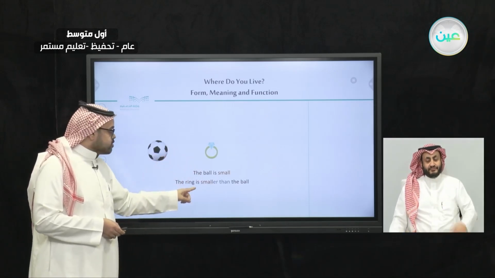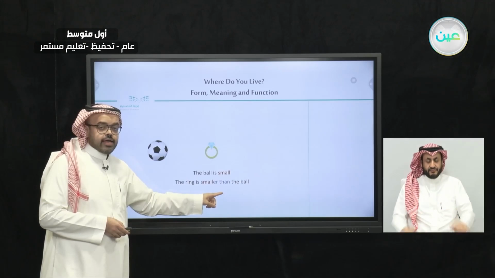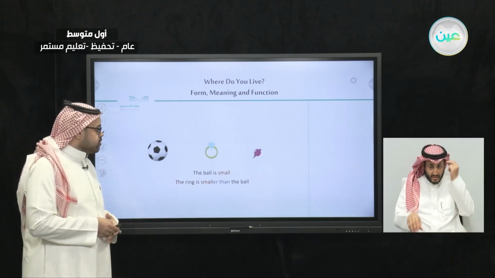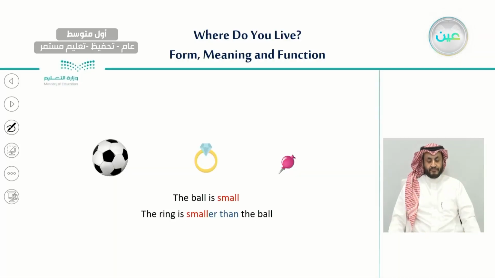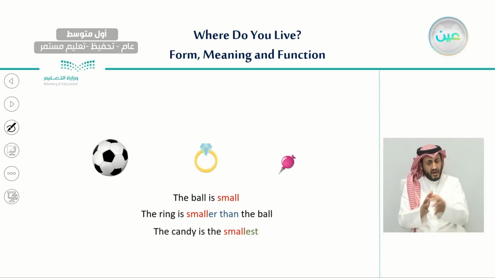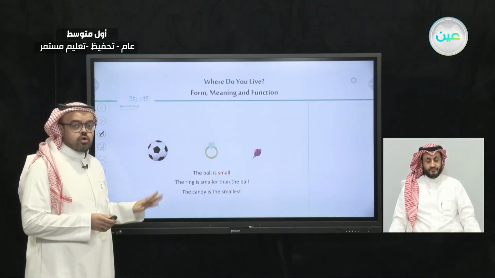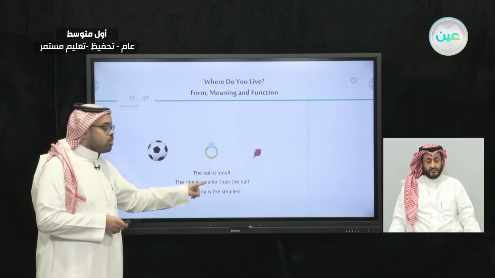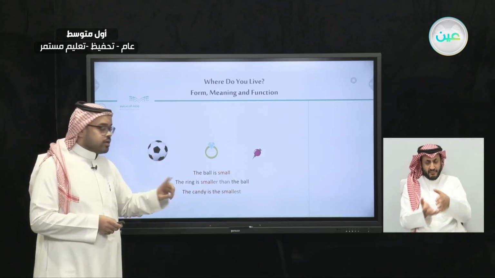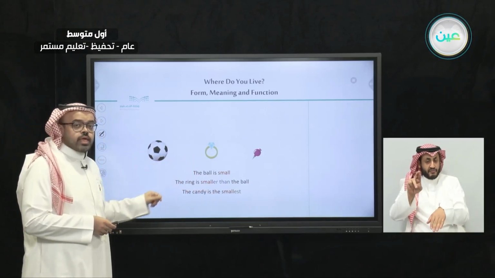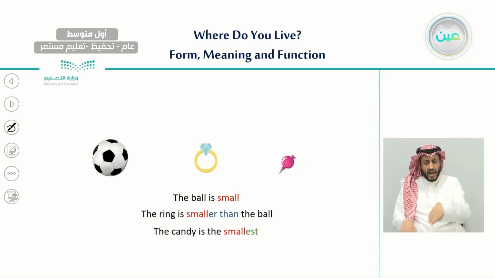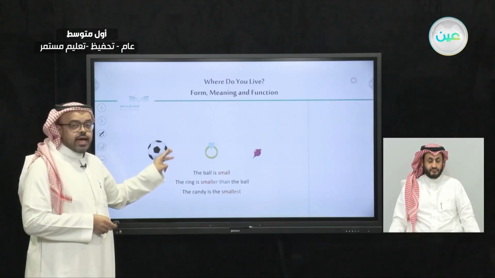The ring is smaller than the ball. And also, this candy is the smallest. The smallest of who? It's the smallest of all these things. So, we used here "smaller than" when we compare two things, the ring and the ball, and we use the word "the smallest" when we are comparing the candy, the ring, and the ball.